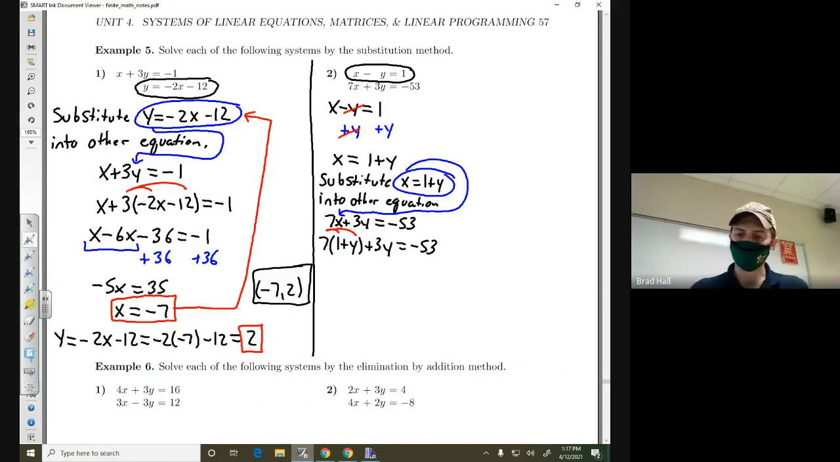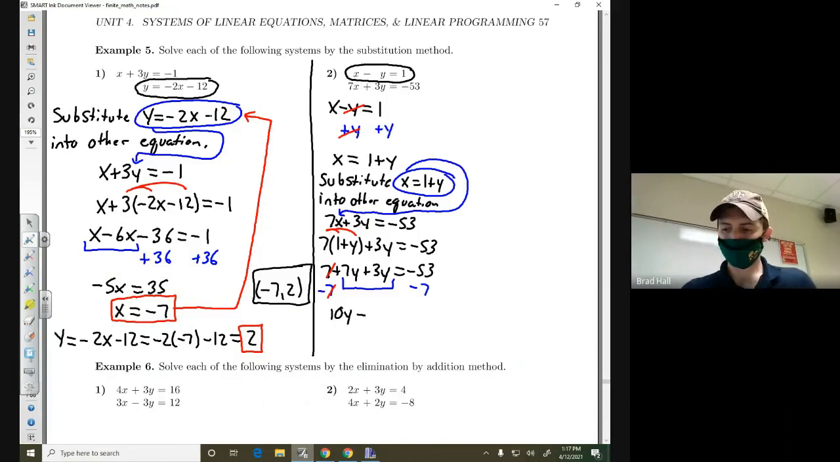We can distribute the 7. 7 plus 7y plus 3y is equal to negative 53. We have some like terms here. And we can subtract 7 on both sides. 7y plus 3y, that's 10y. And then we get negative 60, negative 53 minus 7. Or simply y is negative 6.